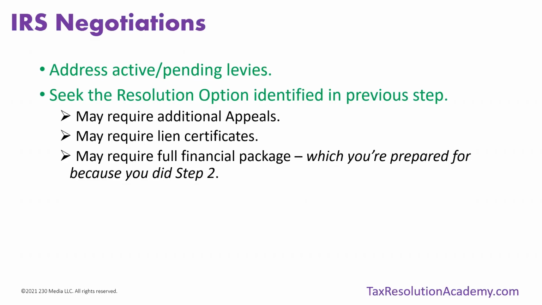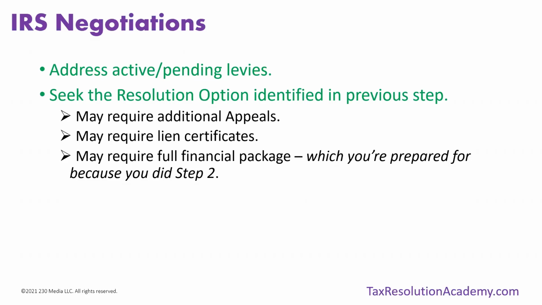Even if your client owes less than $250,000 and they're assigned to ACS, even if they owe less than $100,000 and they're assigned to an RO, you may still need to assemble a full financial package, a full 433A or B, if you go to appeals, because appeals, what am I trying to say here?